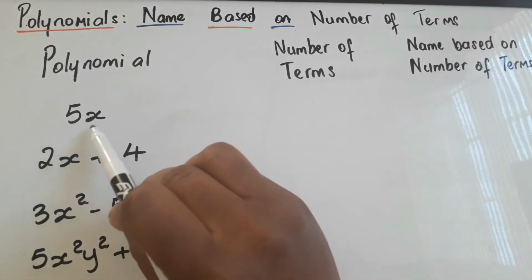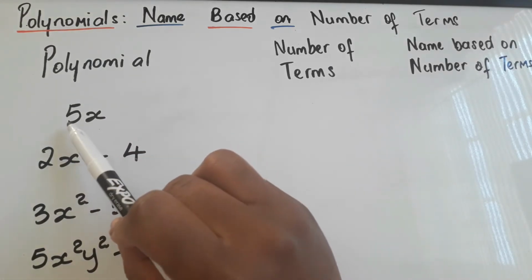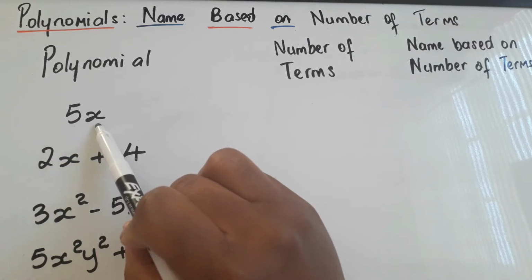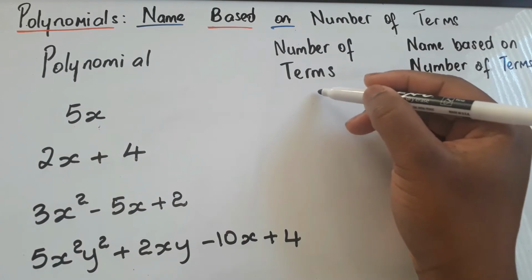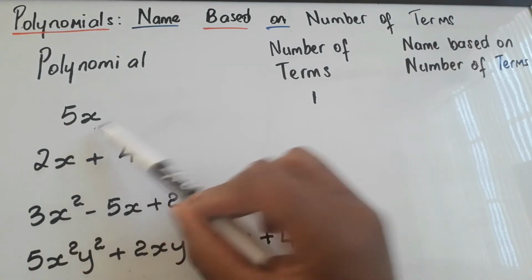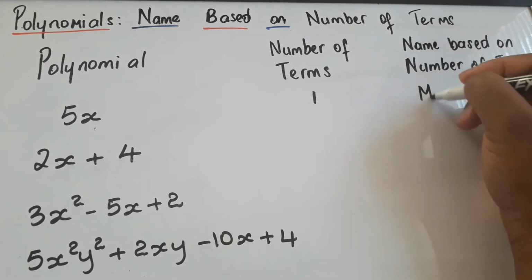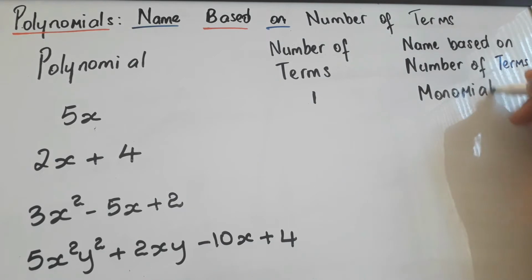So for this first polynomial, guys, it has only one term that is made up of a number and a variable. So right here, the number of terms that this polynomial has, we can say that that's 1. Now this polynomial, guys, is called a monomial based on the fact that it has only one term.